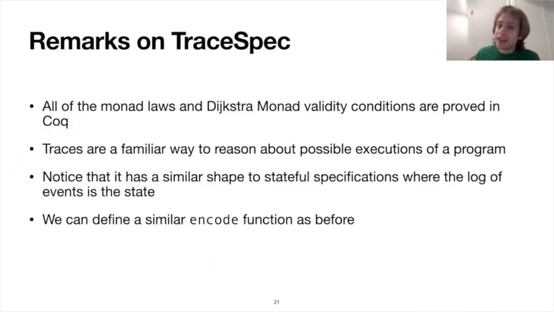So, some important things to know about the trace spec. All of the monad laws and Dijkstra monad validity conditions hold, and we prove that in Coq. Traces are a familiar way to reason about the possible executions of a program, so that helps us in writing these specifications. Also, you'll notice that it has a similar shape to stateful specifications, where the log of events is the state. This is another one of those backwards predicate transformers. And this means that we can define a similar encode function as before.